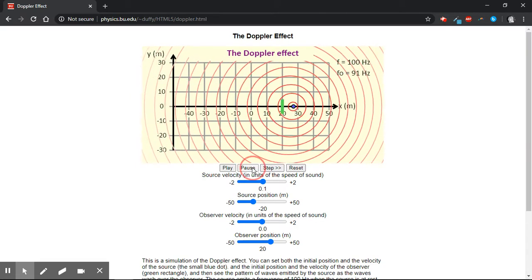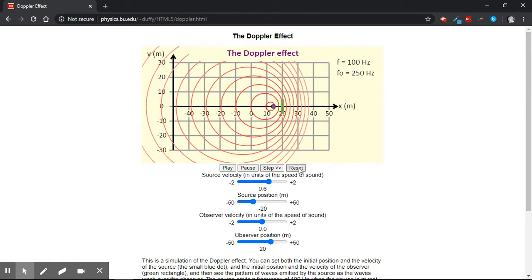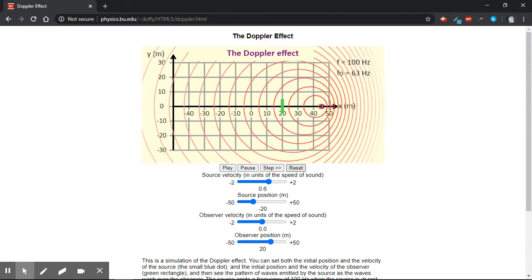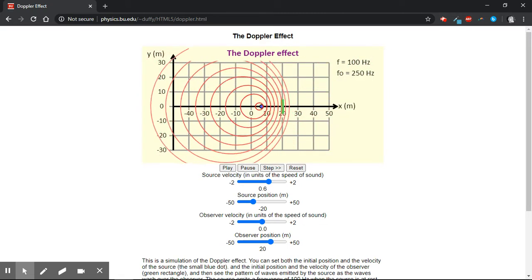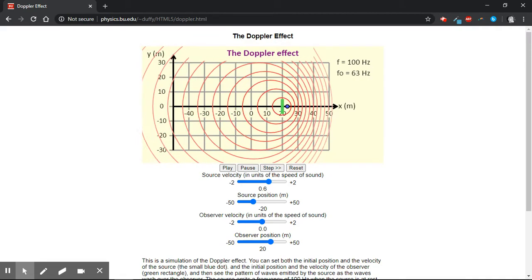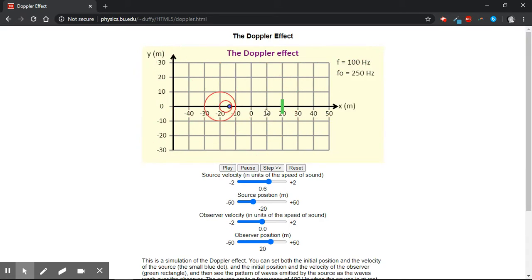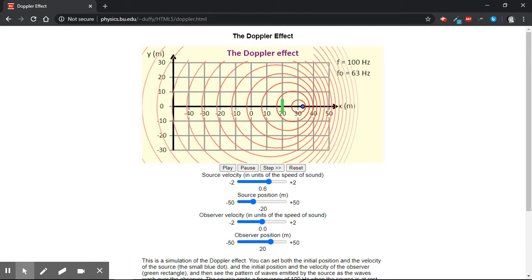So we'll pause, and I'm going to go 0.6. Look at that, 250 hertz. So it's 150 above, and then 63 below. So again, you can check the math on that. I think it should be around 50, but we can check the math to make sure that's correct. Okay, but you can see that they're compressed in front, so the frequency is higher. And when it goes behind, the frequency is lower, and so you get a perceived frequency that's lower.